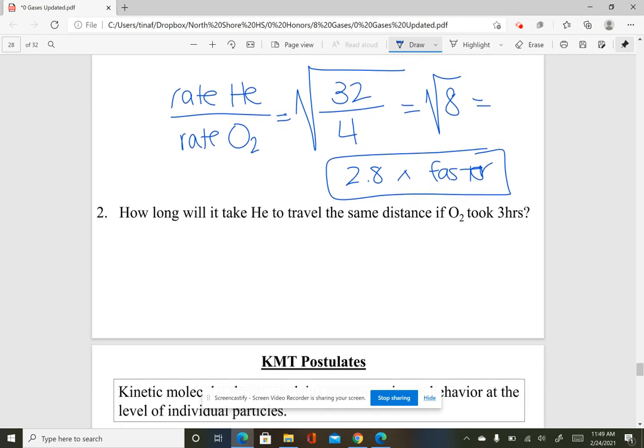Okay? Next question, how long will it take helium to travel the same distance if it took O2 3 hours? Okay, so this is just doing a simple division. How many times does 2.8 go into 3? So helium is going to be able to travel the same distance in only 1.07 hours, where it took oxygen 3 hours because it's much slower. Okay, so these are the kinds of questions you'll see with this formula.